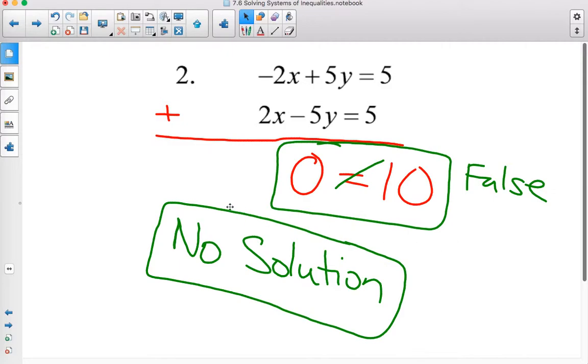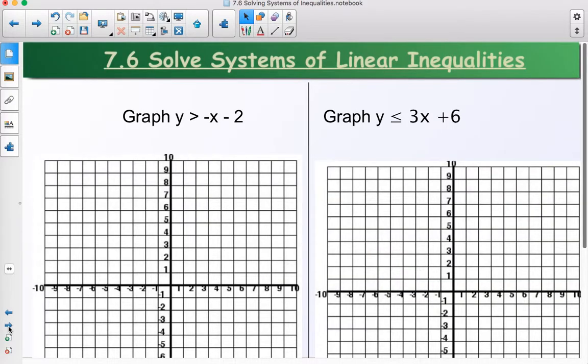You either get true statements or false statements, or you get a solution because they do cross, but they only cross in one point. Moving on to what we're looking at today, this whole chapter has been on trying to find where 2 lines cross. Now what we're going to do is try to find where 2 inequalities overlap. So we're going to start by recalling what we did last chapter.